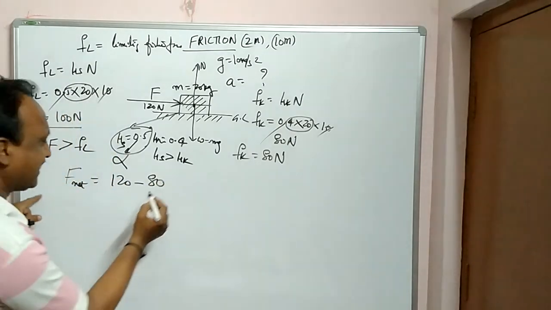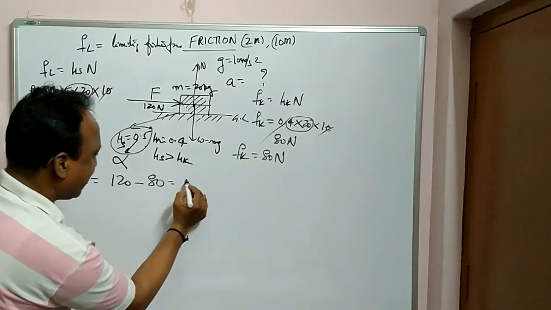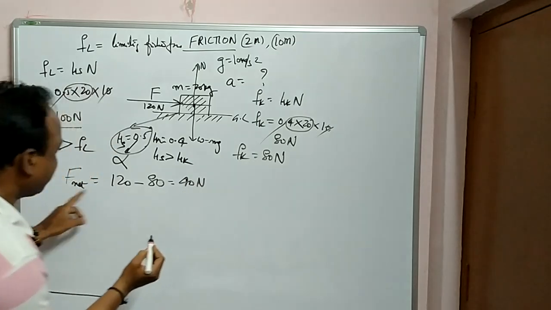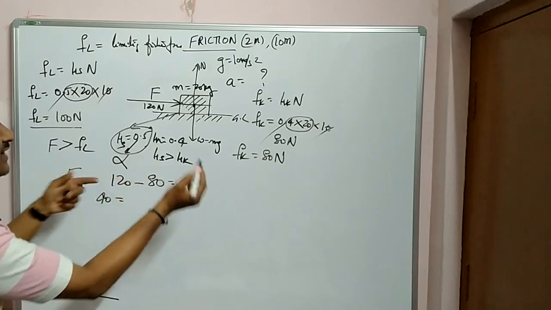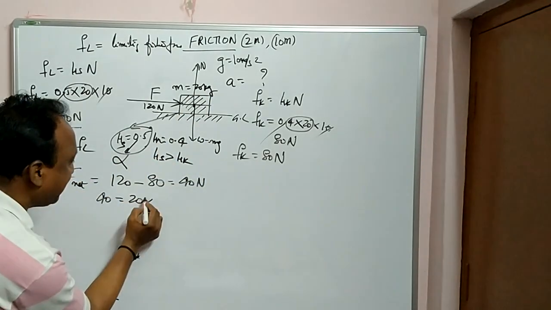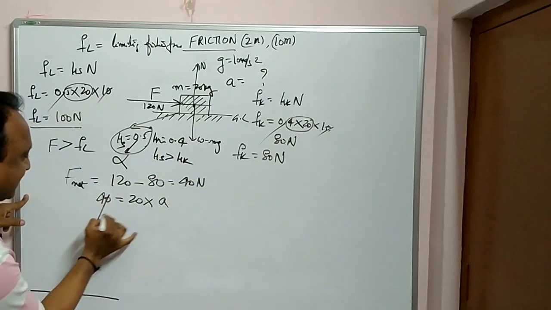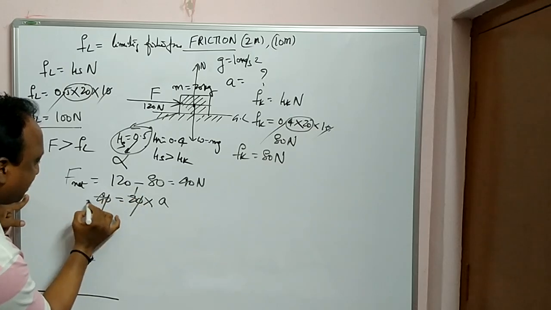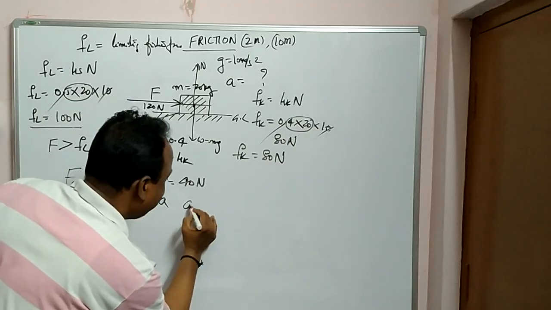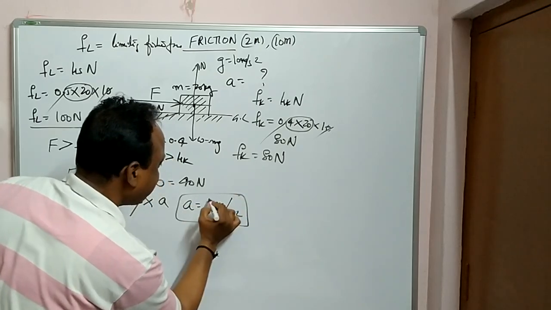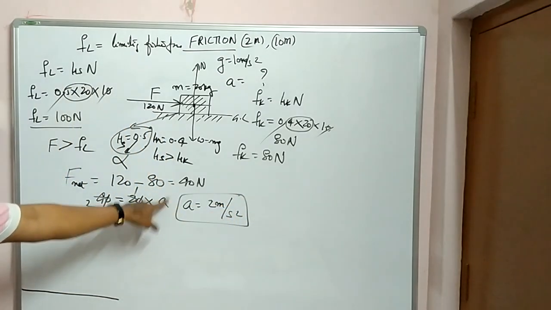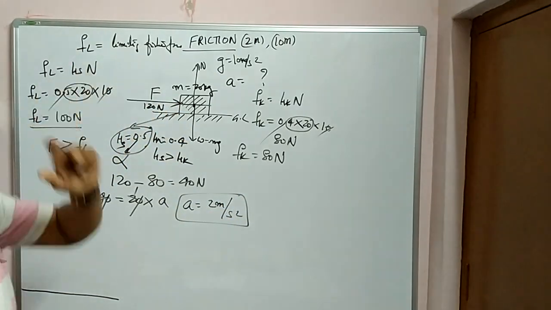80. Okay? What is 120 minus 80? 40 newtons. So this is equal to F net, that is 40, which is equal to m into a. M into a is 20 into acceleration. 2 ones are 2, 2 twos are 4. So what is acceleration? A is equal to 2 meter per second square. Clear? So this is the acceleration of the block in this case.